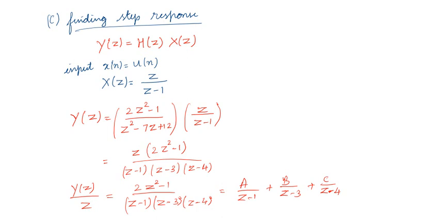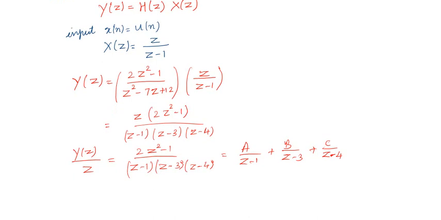I am rewriting this. I am factorizing z square minus 7z plus 12 as (z minus 3) times (z minus 4). As usual, bring the z in the numerator to the left side in the denominator. This is a very important step, and I am stressing it again. Only then can we easily obtain the Z transform pair, or take the inverse Z transform very easily. Only once we do this step, this z comes here.